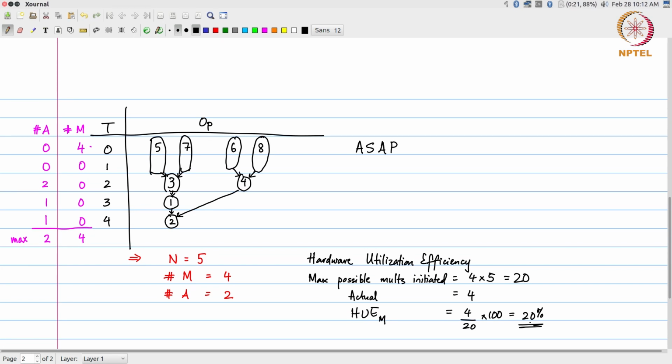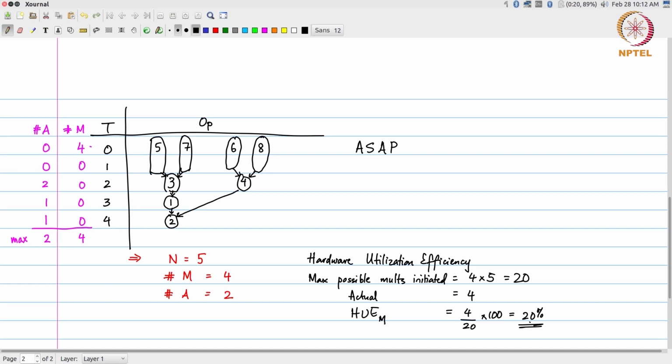Essentially what we are saying over here is, I have a piece of hardware that is capable of doing some computation, and I am not using it to its full potential. Only 20% of the time it is actually occupied in doing something useful. It could have done much more work, but because I do not have enough computations to give it, or rather because I have put in too much hardware, I end up underutilizing the hardware.